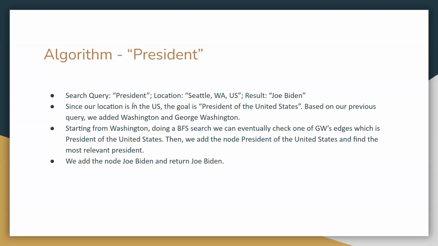For "president," the search query is "president," the location is Seattle, Washington, US, and the result is Joe Biden. Since our location is in the US, the goal is the president of the United States. Based on our previous query, we added Washington and George Washington. Starting from Washington, doing a BFS search, we can eventually check one of George Washington's edges, which is the president of the United States. Then we add the node president of the United States and find the most relevant president. We add the node Joe Biden and return Joe Biden.